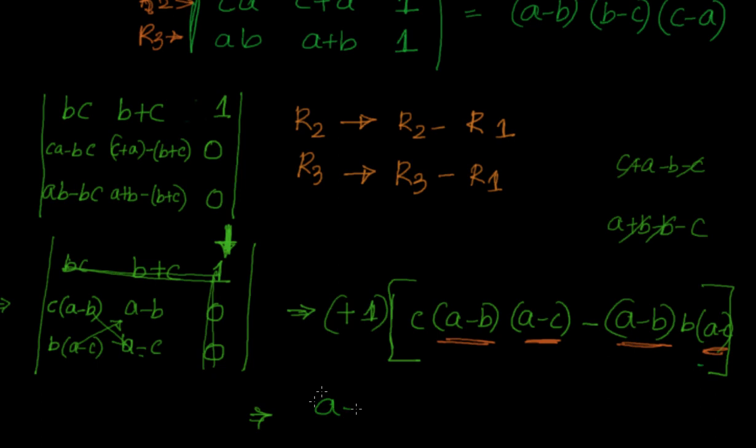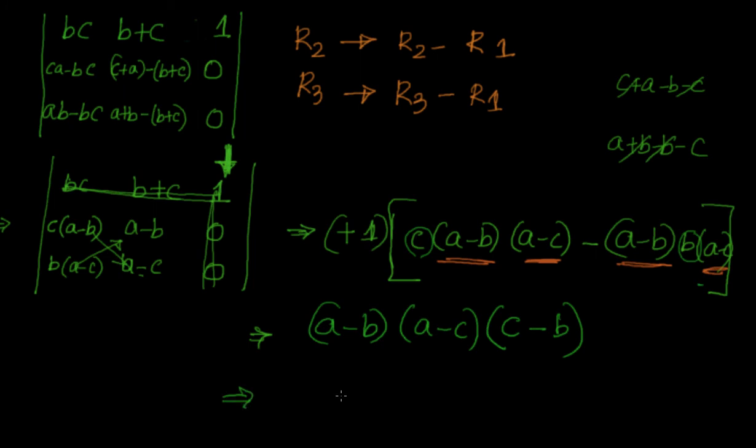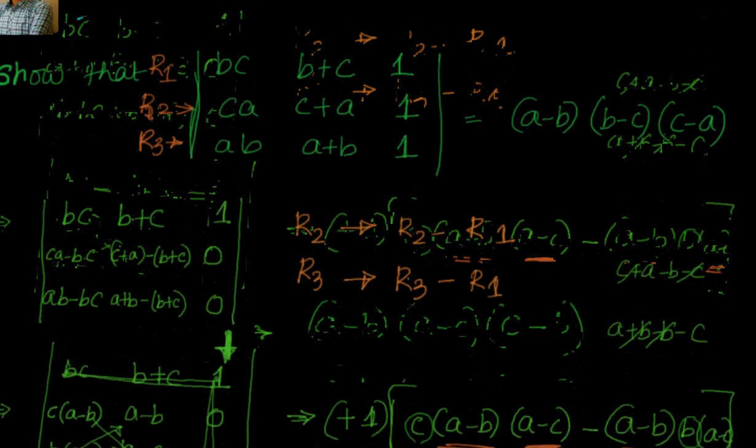I can write it as (A minus B) into (A minus C). If I take that common out, I will have C here and B here, so C minus B. But this is nothing but equal to, if you write it in a pattern, (A minus B) into (B minus C) into (C minus A), because C minus B is minus of (B minus C) and A minus C is minus of (C minus A). Minus into minus becomes positive. So that's how you can do it.